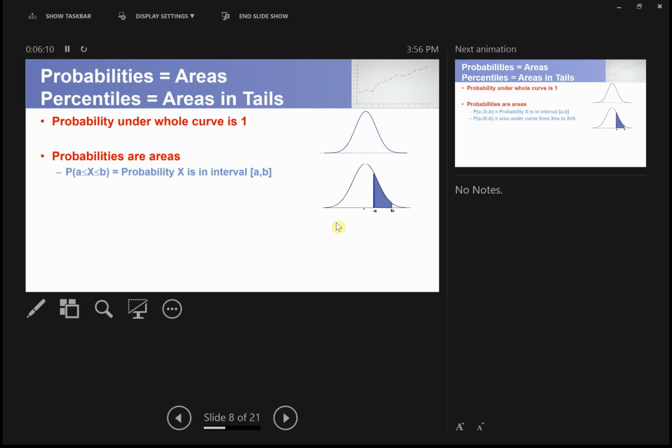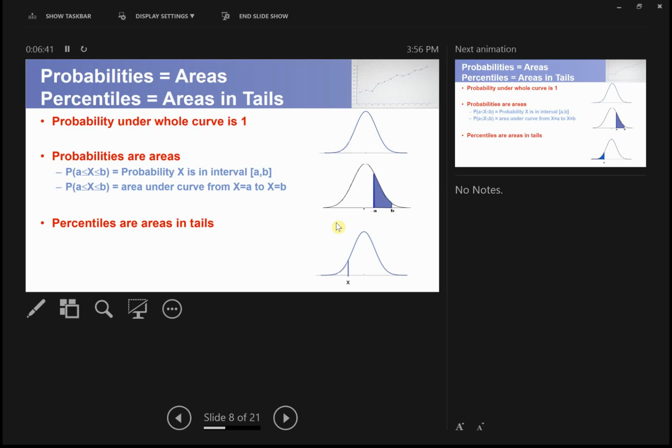Okay. So if I want to find the probability that the random variable is in this interval, I shade in the area under the curve in that interval, and that area is actually the probability. So thinking of probabilities as areas is something that's new to us. It's not something we naturally do, but we're going to be doing it a lot. And the probabilities we're going to be most interested in are percentiles. And so percentiles are areas and tails.